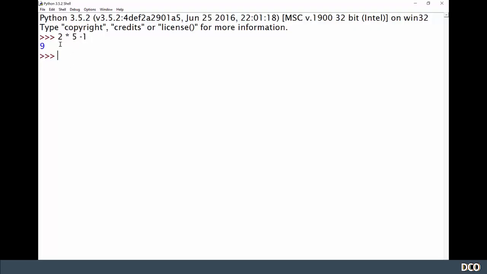So to do that, we can do 2 times and open up a bracket and put 5 minus 1 inside the bracket. Okay, so now, because brackets are at the start of BODMAS, 5 minus 1 is going to be forced to be calculated first to get 4, then 2 times 4 should give us 8. So there we are, we've got the same numbers on the screen, but just by using BODMAS to our advantage, we've actually got a completely different answer.